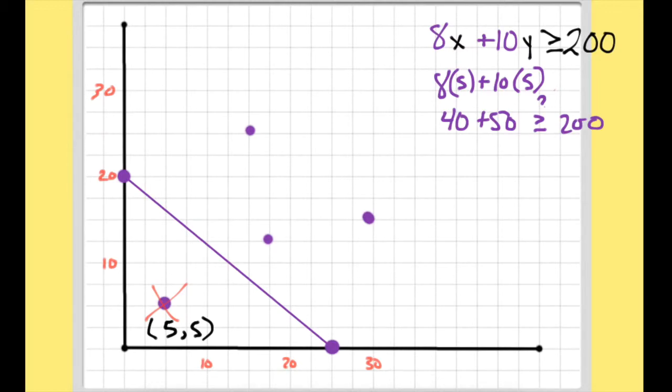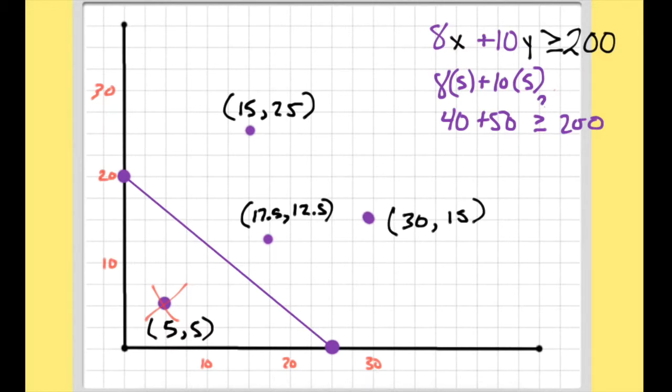For instance, this is 15, 25. That's 15 hours coaching basketball, 25 hours coaching swimming. Or 17.5, 12.5. 17 and a half hours coaching basketball and 12 and a half hours swimming. Or 30, 15. 30 hours coaching basketball and 15 hours swimming. Those are just 3 of the infinite number of solutions that we could have for our graph.